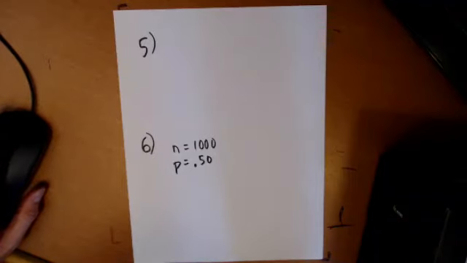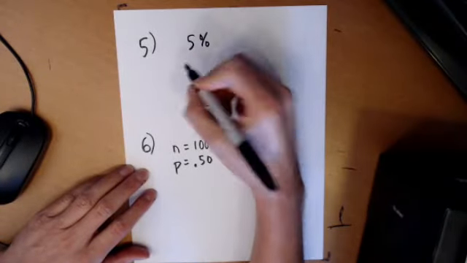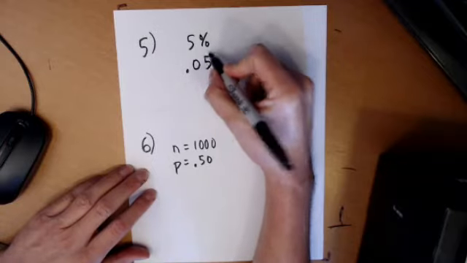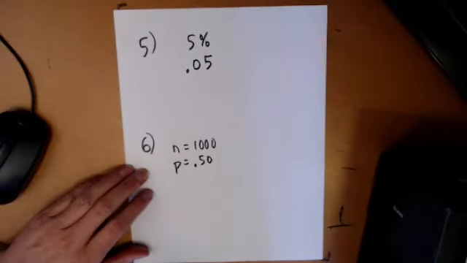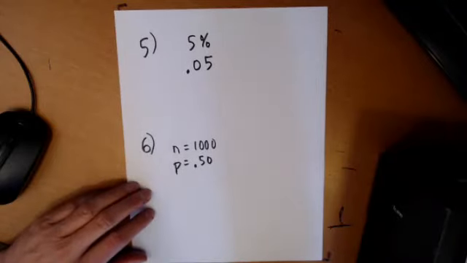Problem number 5. If no significance level, alpha, is mentioned, then the significance level, or alpha, should be 5% or 0.05. It'll usually say, but every once in a while it doesn't say. So if no significance level is mentioned, it's 5%, which is the same thing as 0.05.